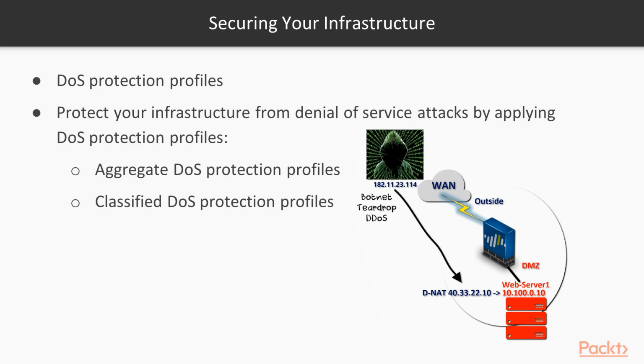Multiple machines are targeting a specific resource from the outside, or it can be pretty much anywhere on the net. You'll have a bunch of requests coming in from multiple machines, and your appliance will not be able to keep up, so it will drop traffic. So we configure a DoS protection profile.